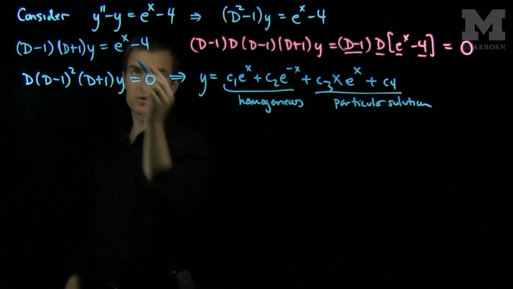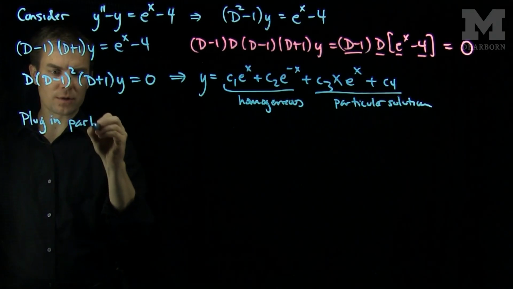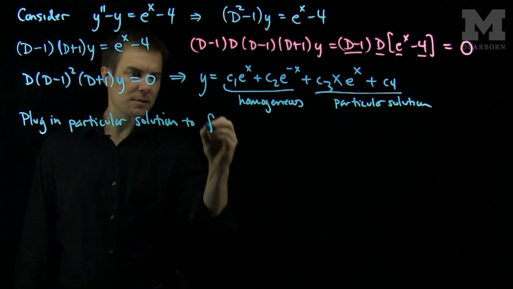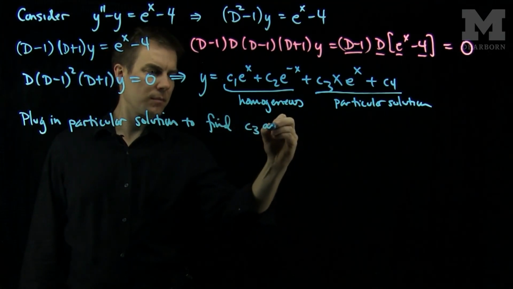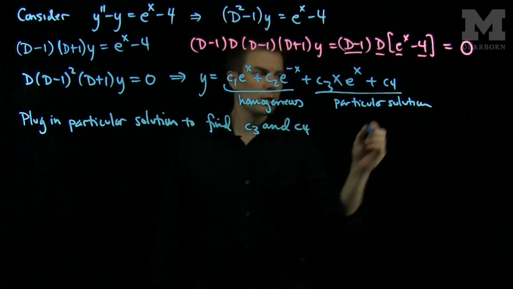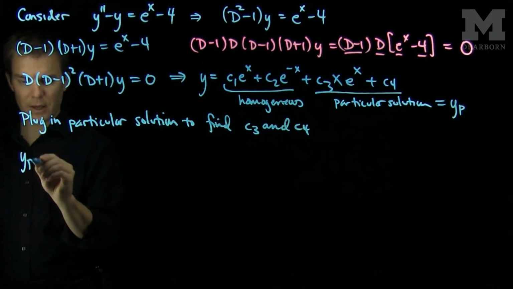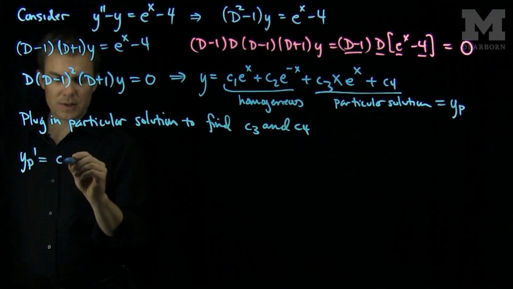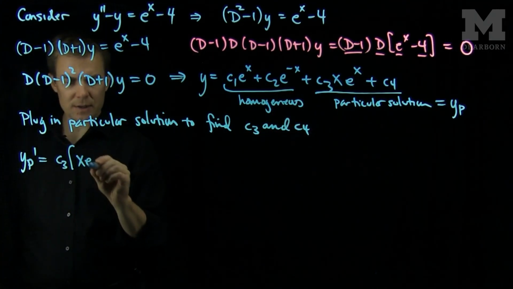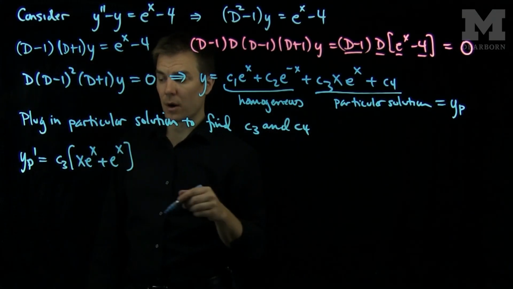So we plug in the particular solution to find c3 and c4, which are our undetermined coefficients. Let's call this particular solution y sub p. So y sub p prime will be c3, and then the derivative of x e to the x is found by the product rule. It's x e to the x plus e to the x. And the derivative of c4 is 0.